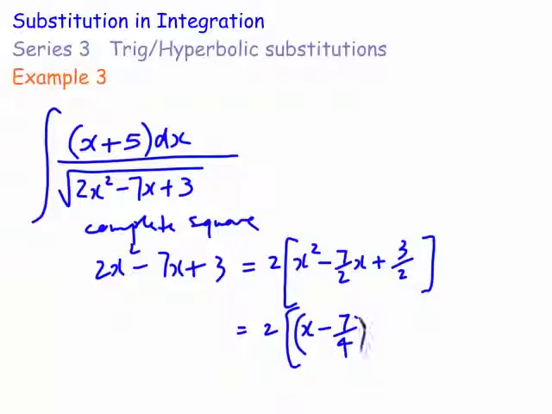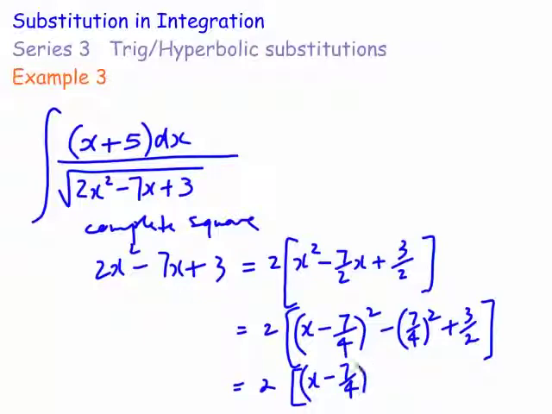Complete the square. Subtract off the extra part which you created, which is minus 7 on 4 squared. Technically that's minus 7 on 4 squared, but when we square it, it's going to be positive anyway. So I just like to write it as minus 7 on 4 squared, and then we add on 3 on 2. So we need to basically try and, what's that, 49 on 16, and that's 24, so it's going to be 25. So it'll be something like this: 2 lots of x minus 7 on 4, all squared, minus 25 on 16.